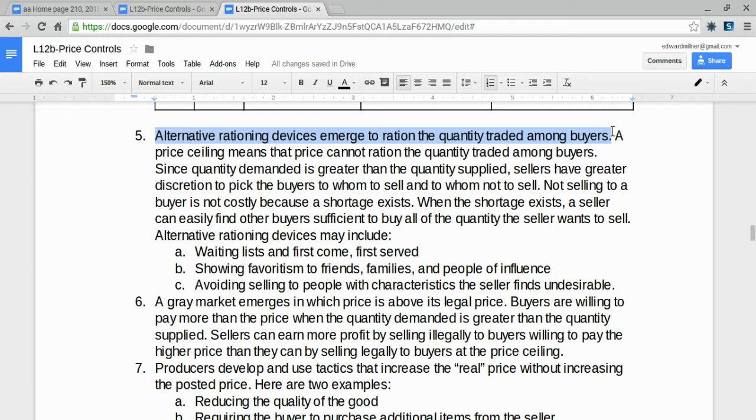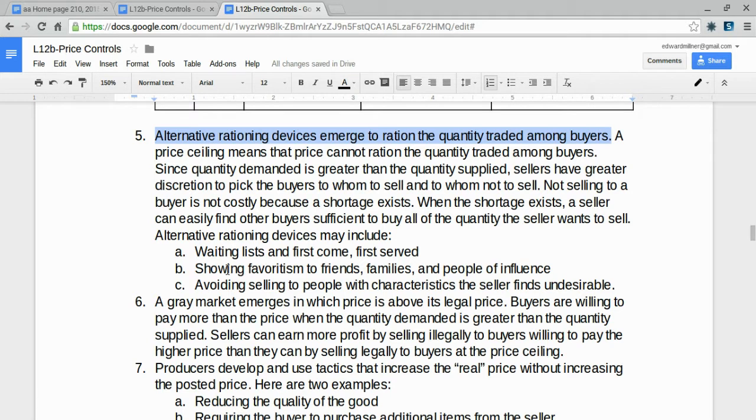Not selling to a buyer is not costly because a shortage exists. When the shortage exists, a seller can easily find other buyers sufficient to buy all of the quantity the seller wants to sell. Here are examples of alternative rationing devices: waiting list and first come, first served allocation mechanisms.